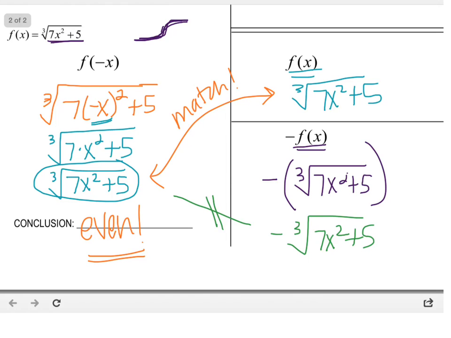So that's how you do the test for even and odd. I will do another video to show a couple more examples from a review sheet, so you can see a few more to help you out.